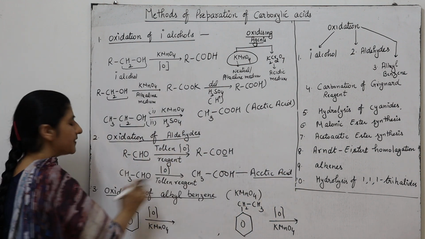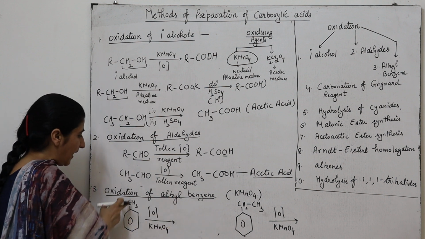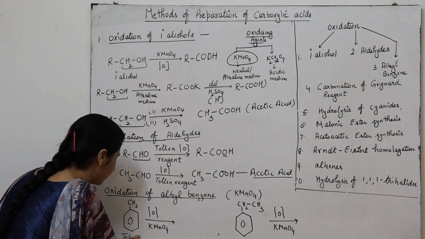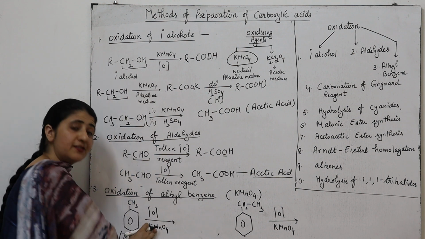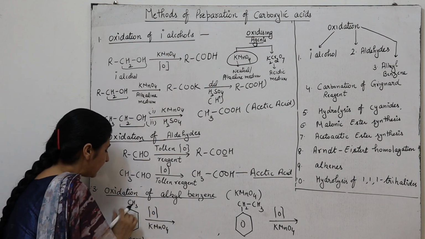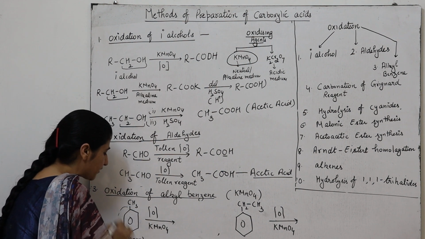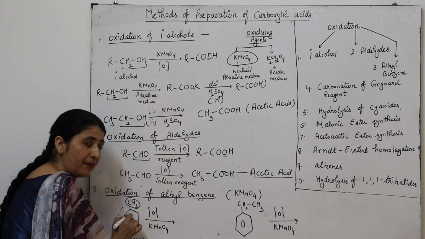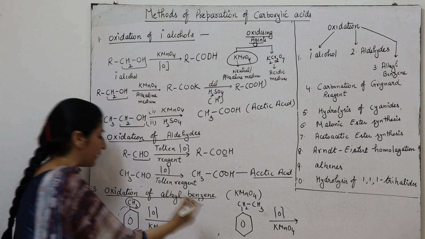The third method is oxidation of alkyl benzene. Alkyl benzene means the alkyl group is attached to the benzene. So this is known as toluene. When it undergoes oxidation in the presence of an oxidizing agent, KMnO4, the benzene ring remains intact. The benzene ring does not undergo oxidation. Only the alkyl group, which is directly attached to the benzene ring, undergoes oxidation. And the alkyl group is converted into a carboxylic group.